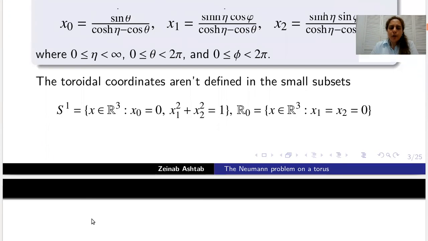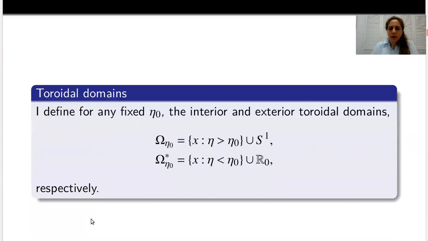I define, for every fixed eta naught, the interior and exterior toroidal domains. I denoted by omega eta naught the interior toroidal domain, and by omega eta naught star the exterior toroidal domain.